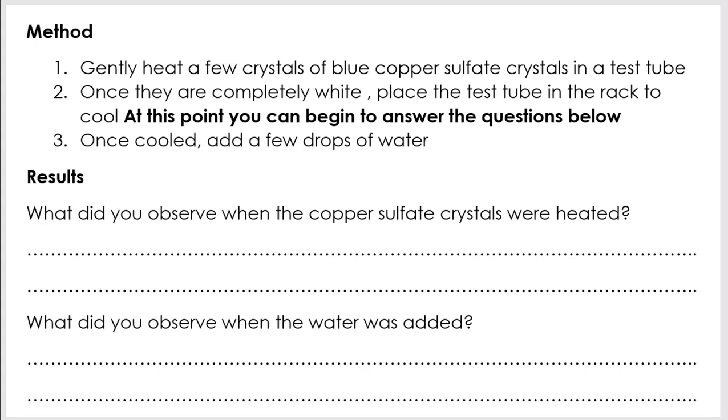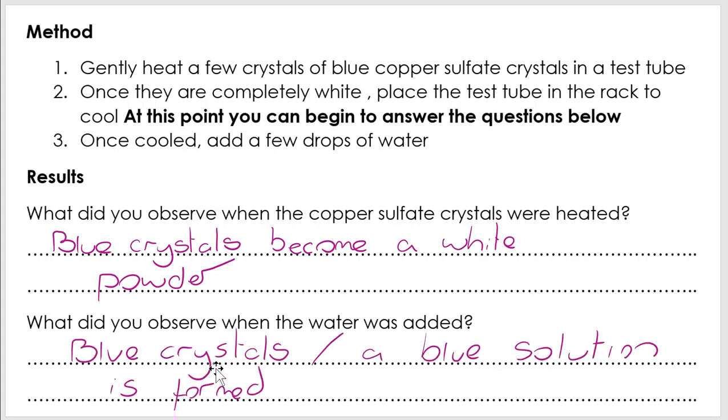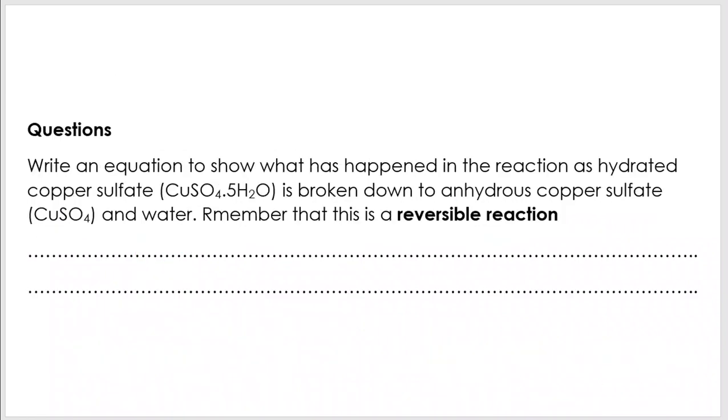And actually, there's a lot of information already provided here. The blue crystals become a white powder when you heat them. We'll talk about why in a moment. When we added a few drops of water, bearing in mind this is a reversible reaction, you would potentially get some blue crystals. However, it's equally likely that those crystals might dissolve in the water that we're adding, so we would end up with a blue solution formed.